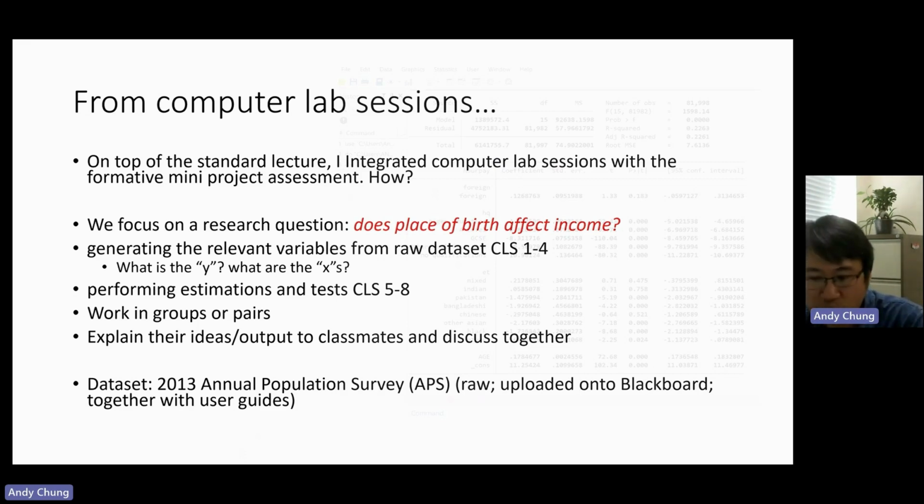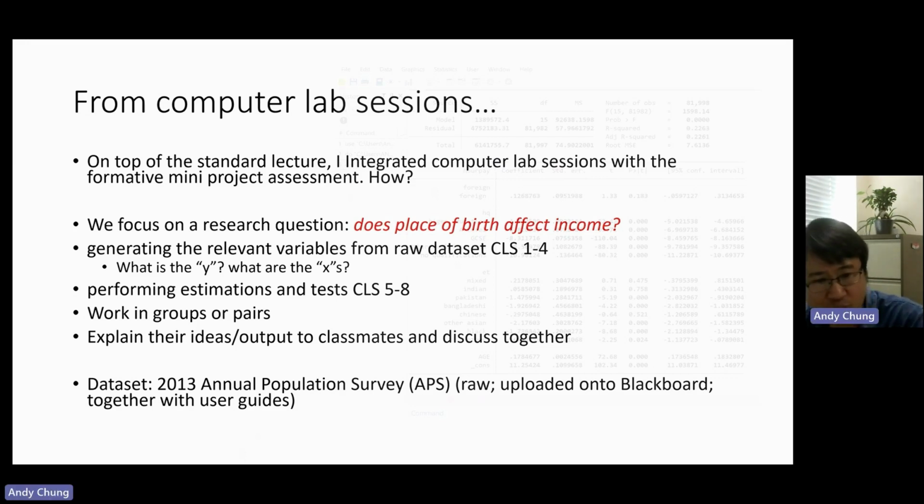Okay, we choose variables and transform them so that we can use them. And in the last four sections, we perform the estimation and the tests, and then discuss and interpret the results. Students work in groups and pairs. It's a small class, so we have two to three groups in each section. It's flexible for them. They just work together, and we discuss it in class.